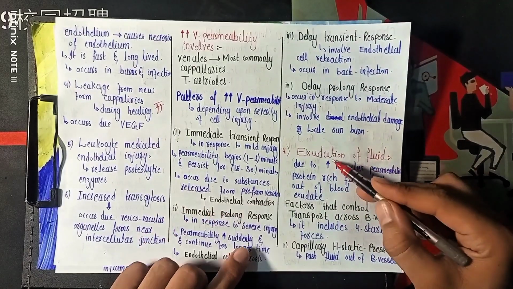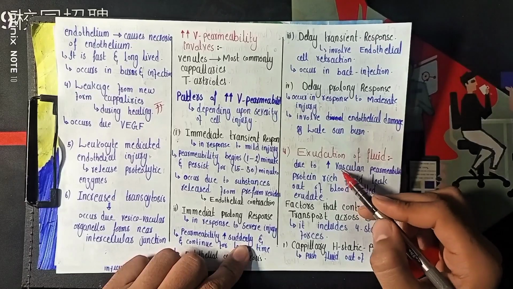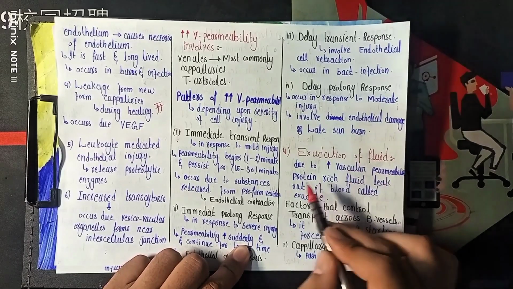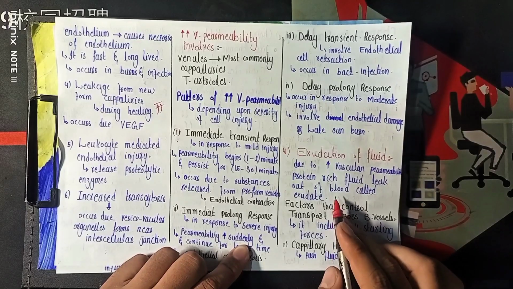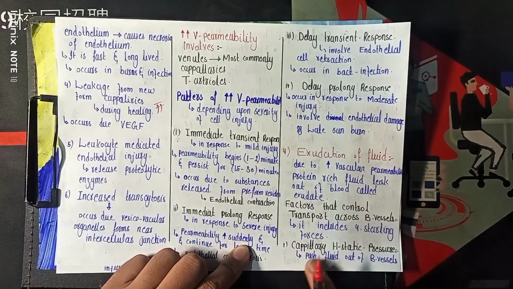Now next is exudation of the fluid. When the permeability of the blood vessel increases, then protein rich fluid leaks out from the blood vessel into the interstitium, and this protein rich fluid is known as the exudate.